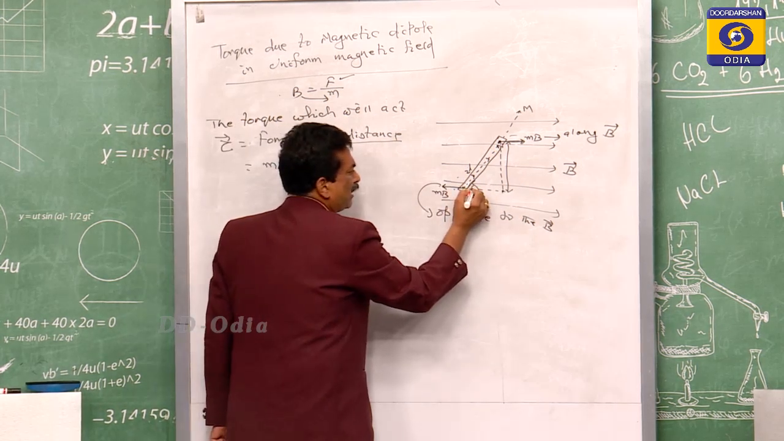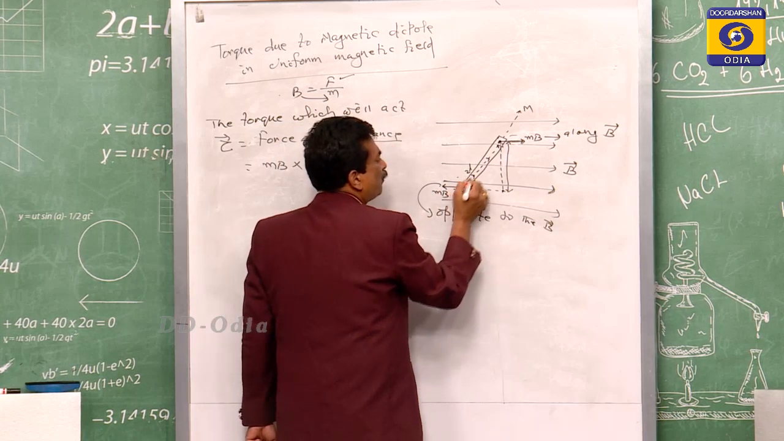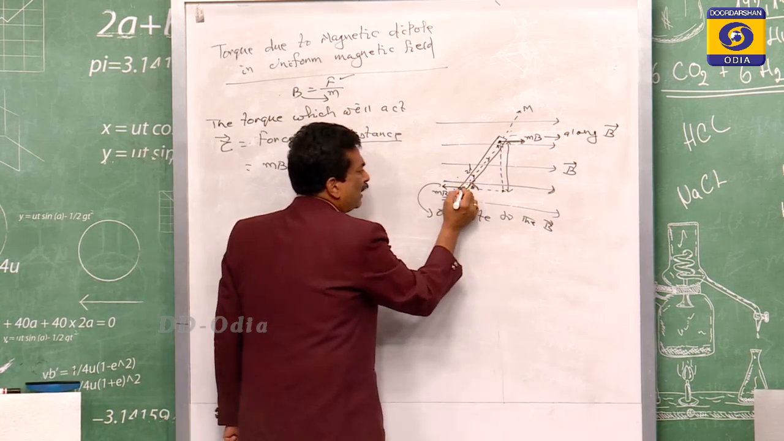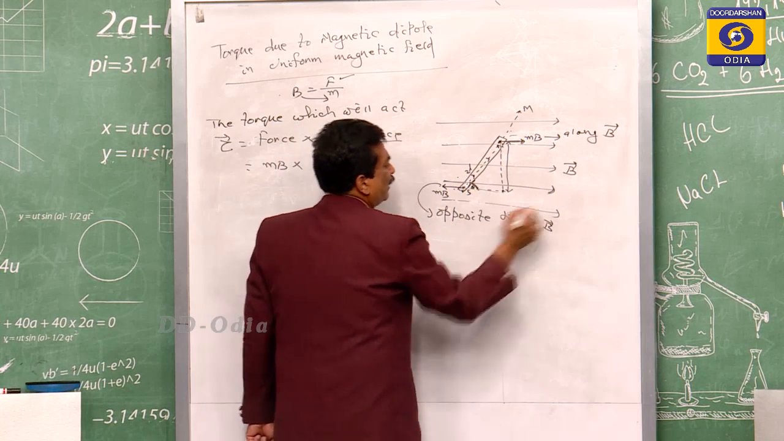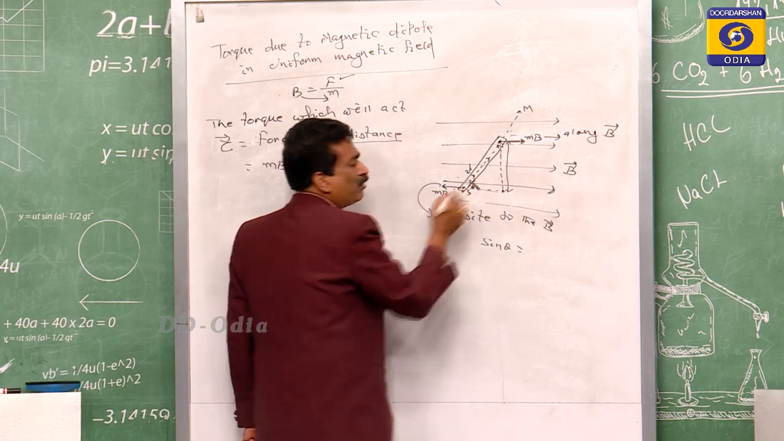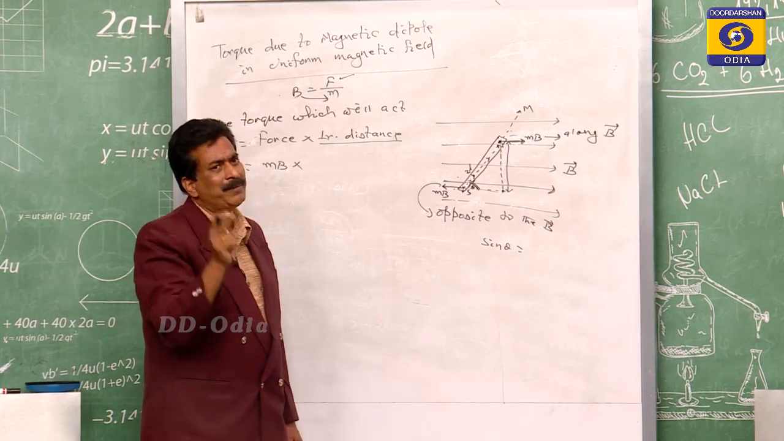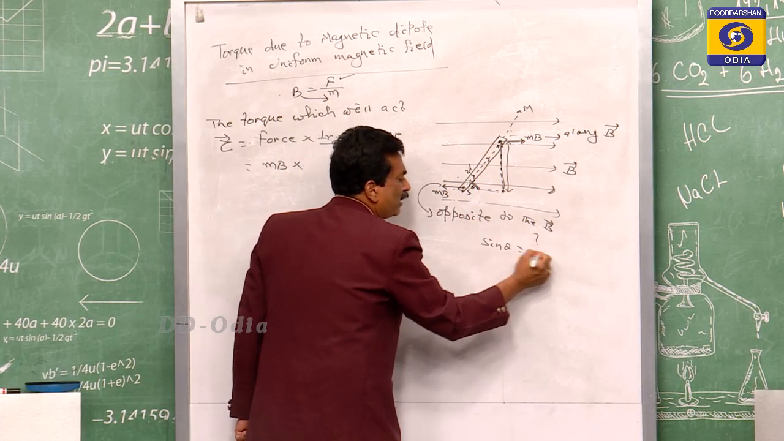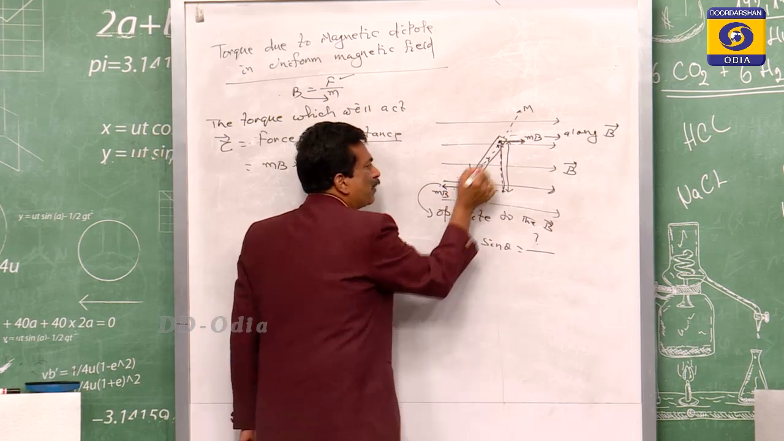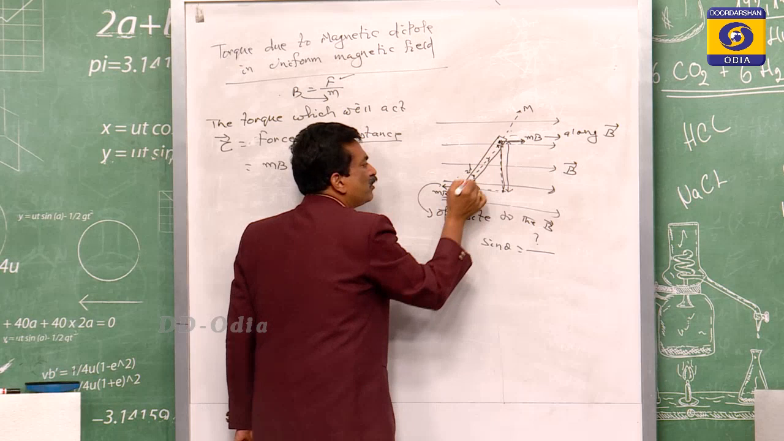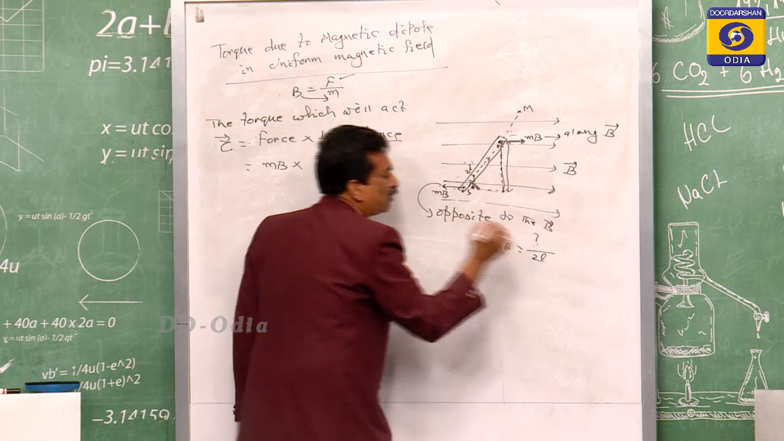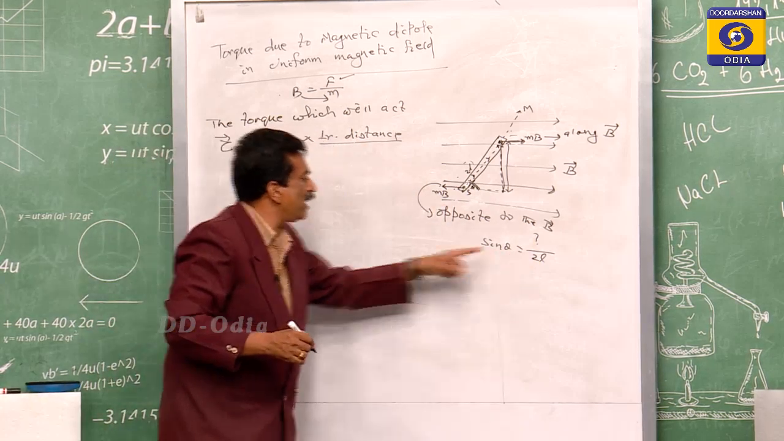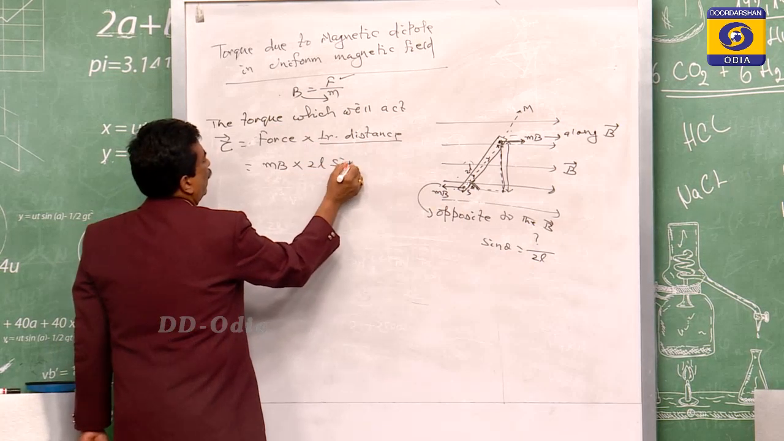If this angle is theta, because the field is in this direction and the dipole is tilted in this direction, it makes an angle of theta. In this triangle, sine theta will be P by H, where P is the perpendicular, which we have to find, and H is the distance between the two poles, that is 2L. So the perpendicular distance is 2L sin theta.